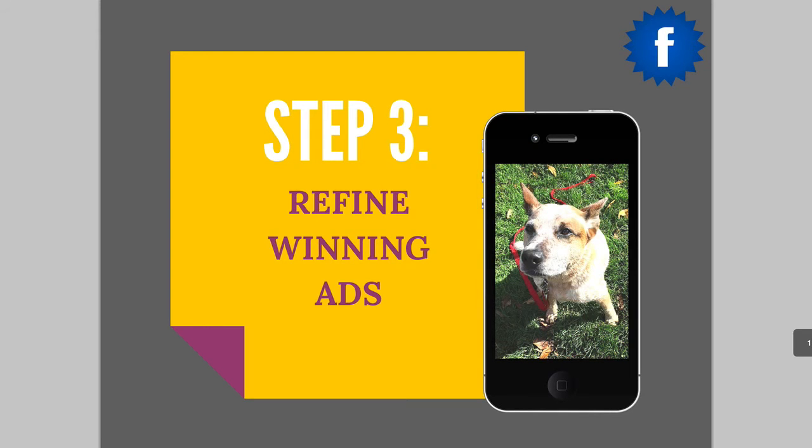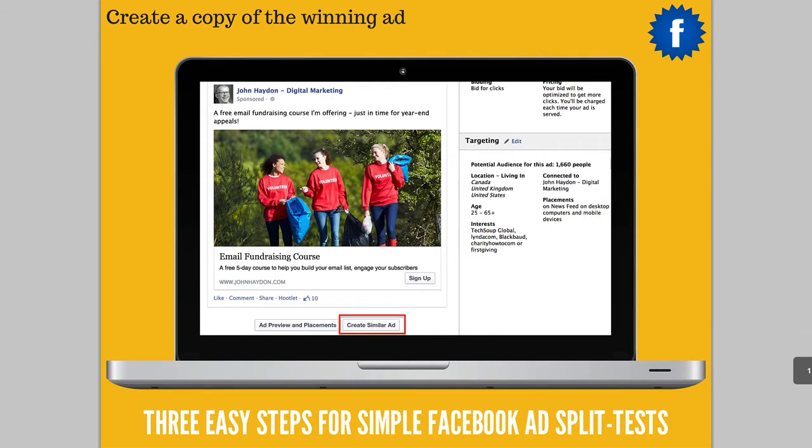And then step 3 is where we're going to refine the winning ad. So basically how this works is that we create a copy of the winning ad. So when you drill down into your Facebook Ad Manager tool, you can drill down to see all the 6 ads.